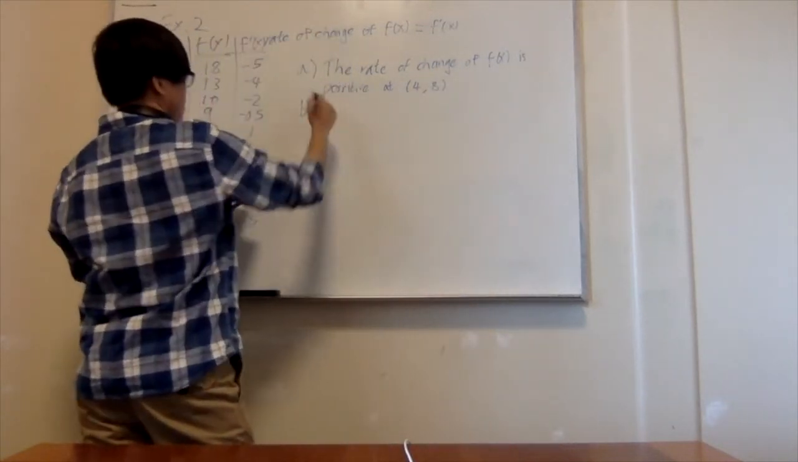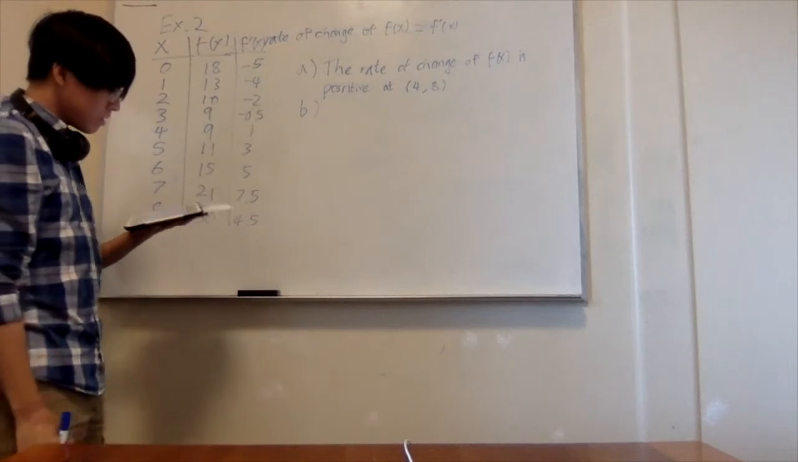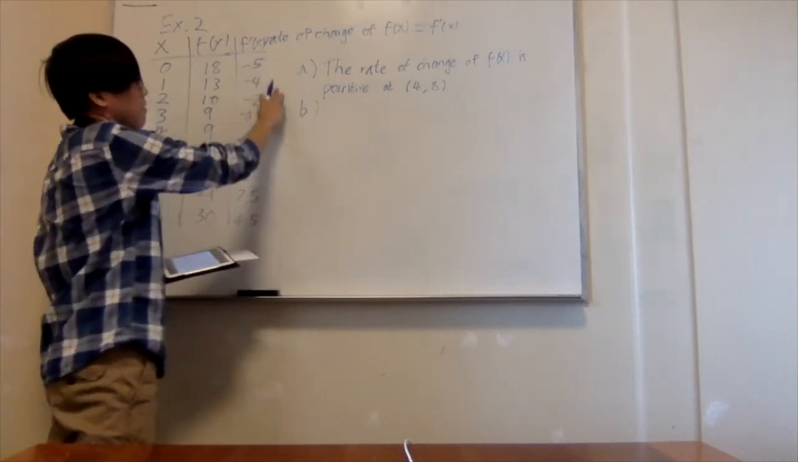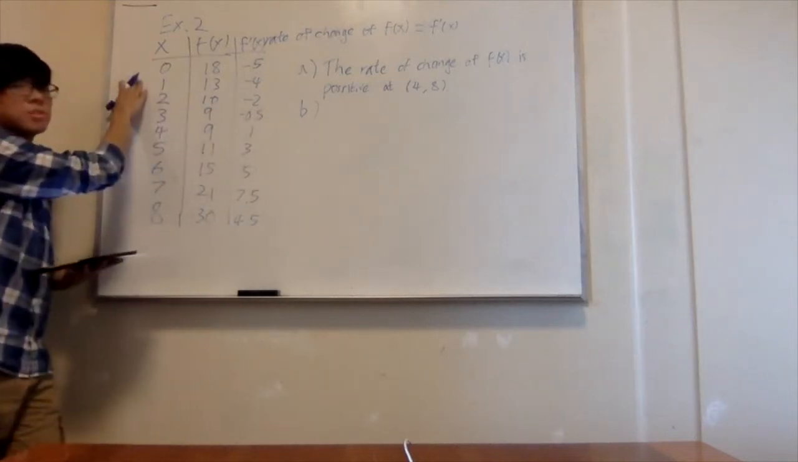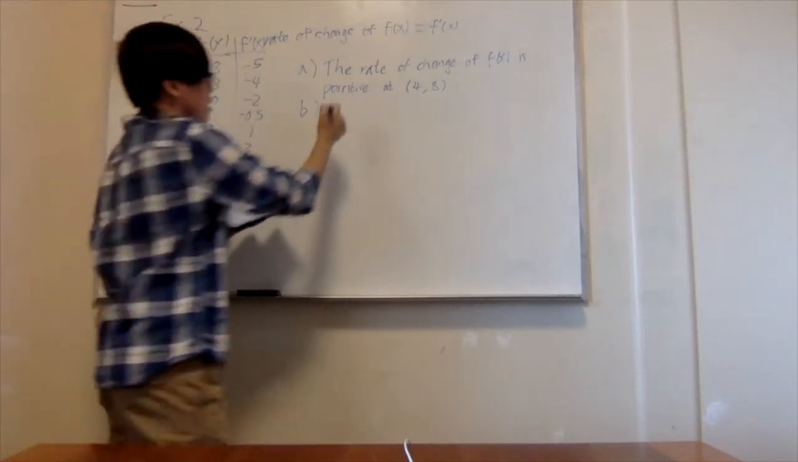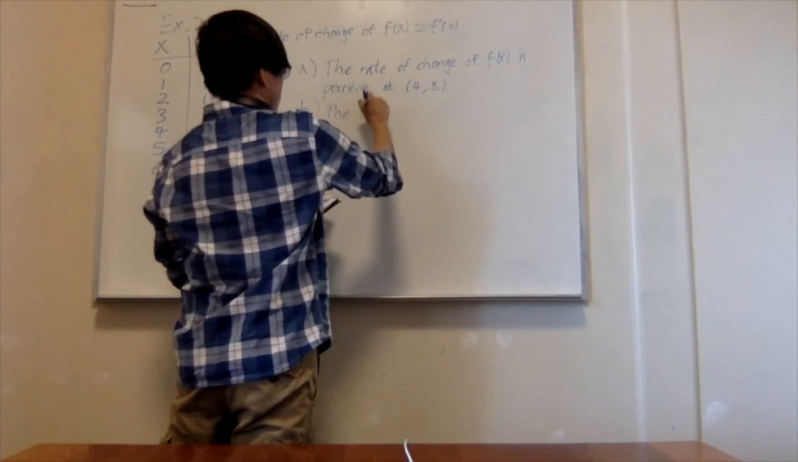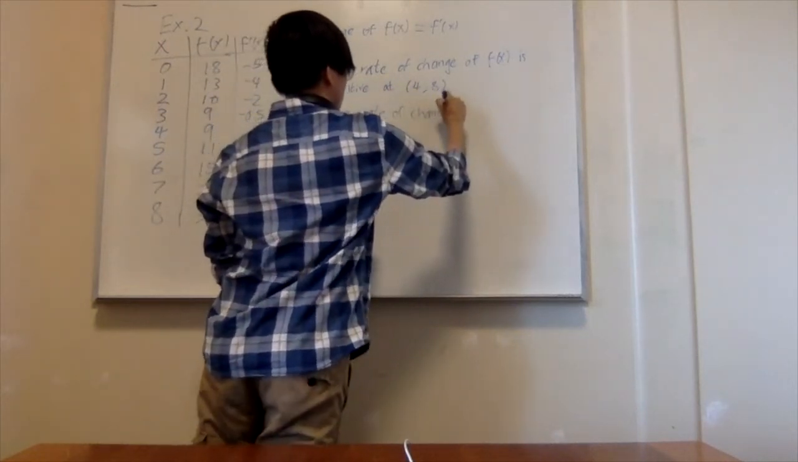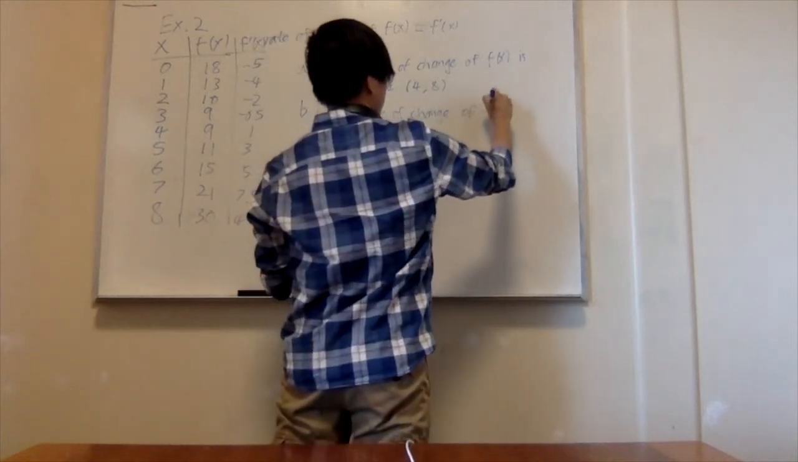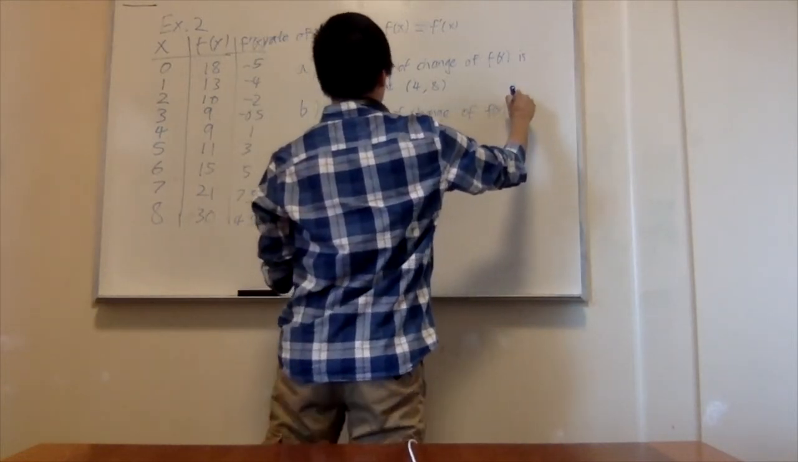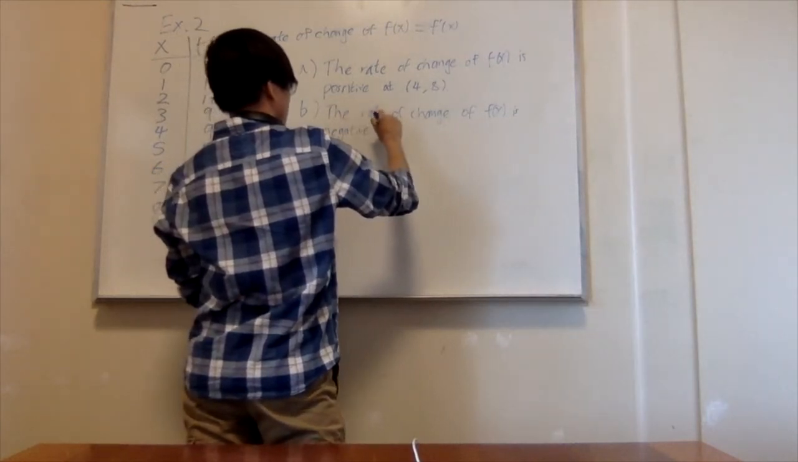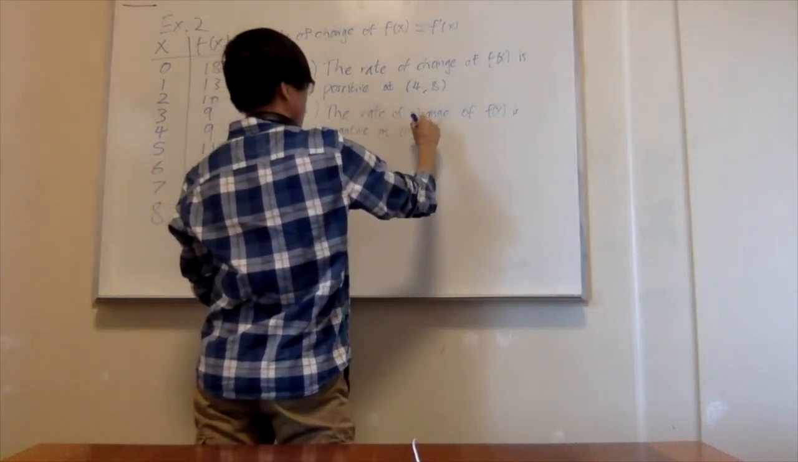And for part B, it's similar to the previous question, and we're looking for the values that are negative for f prime of x. So it will be from 0 to 3. So the rate of change of f of x is negative at 0 to 3.